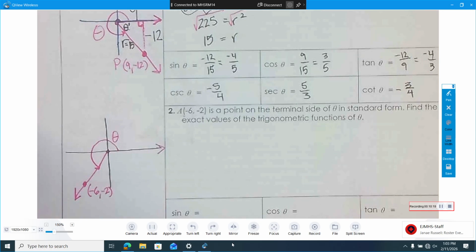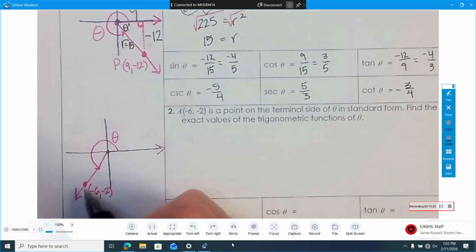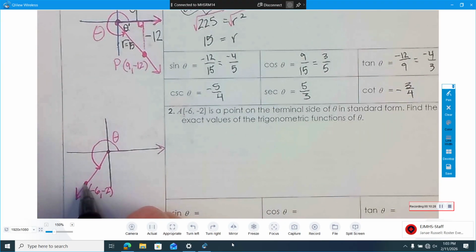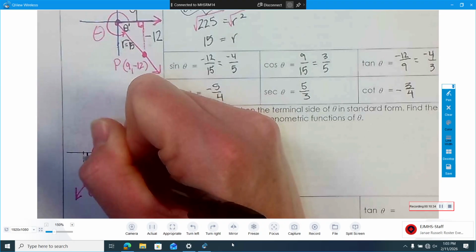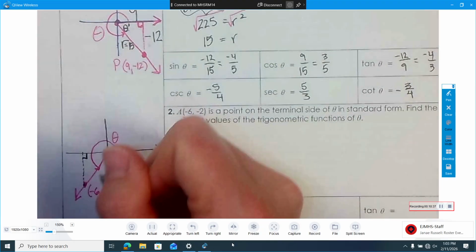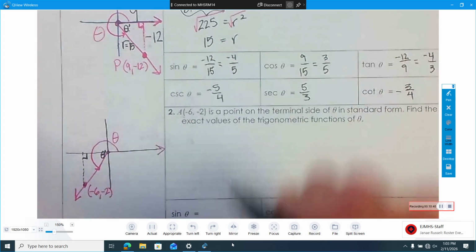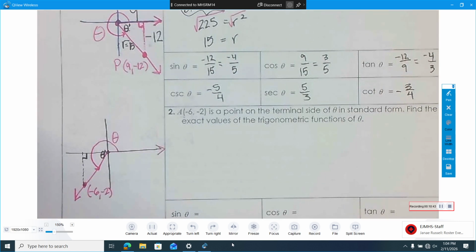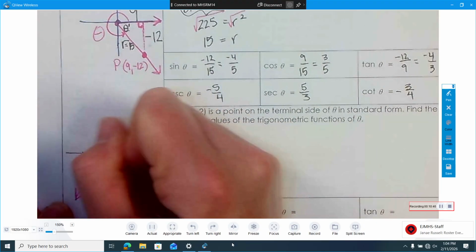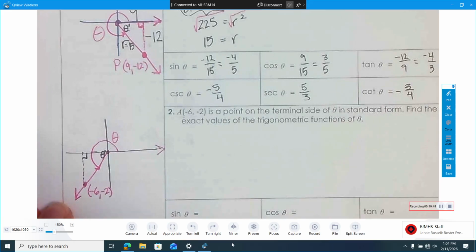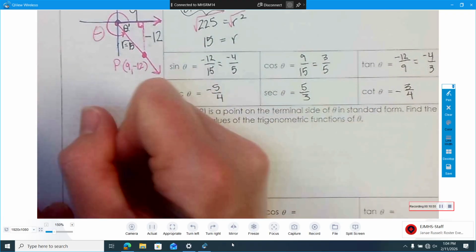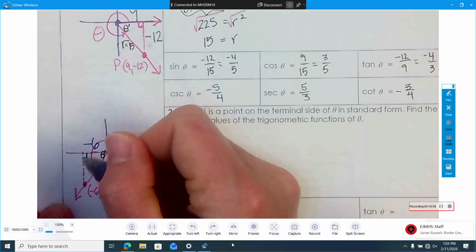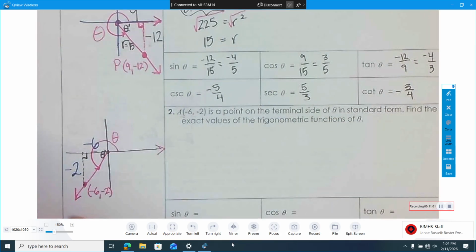Now I need to draw my little baby acute triangle. How do I draw that little cutie? You draw a line from the dot. Where does it go? To the x-axis. We're going to go up, in this case, to the x-axis. Right there. And there's our little reference angle, theta prime, between the terminal side and the x-axis. I can label some sides here. What's the length of my horizontal side? Negative 6. What's the length of my vertical side? Negative 2.